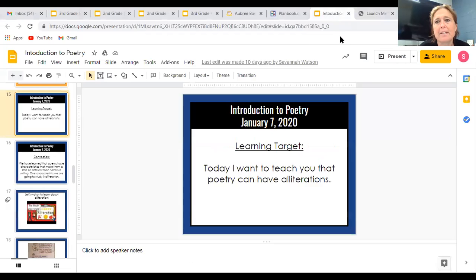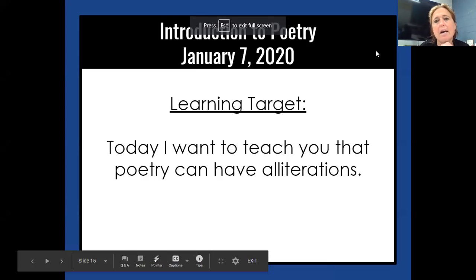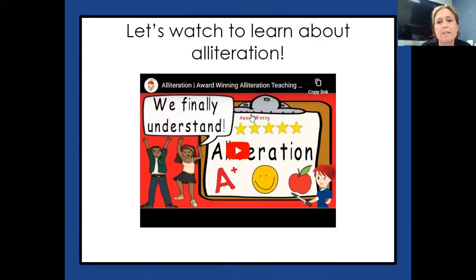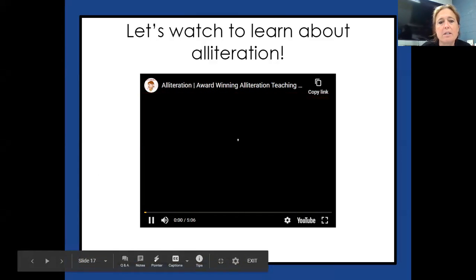All righty. So we have been working on poetry this week. And today I want to teach you that poetry can have alliterations. We have learned that poems have characteristics that make them a little bit different than narrative writing. Yesterday, if you remember, we read the narrative writing and the poem, and we compared and contrasted the two. One characteristic we are going to study is alliteration. Let's watch our video on alliteration.